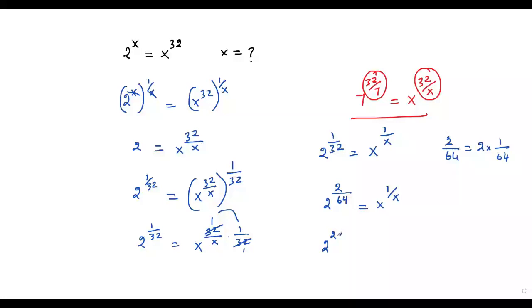2 over 64 can be written as 2 times 1 over 64 equals x to the power of 1 over x. Here two values are multiplied as the exponent. So we can take the first number as the first exponent and 1 over 64 as the second exponent, that is in the form of 2 squared, whole to the power of 1 over 64 equals x to the power of 1 over x. So the next step, this 2 squared can be simplified as 4. Okay, let me continue on the next page.